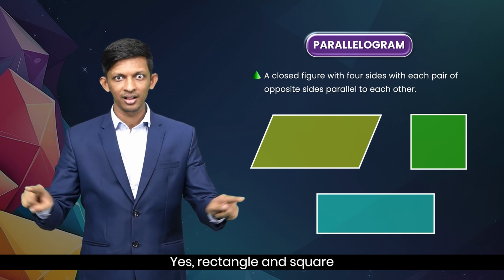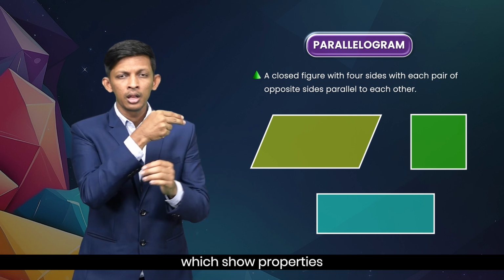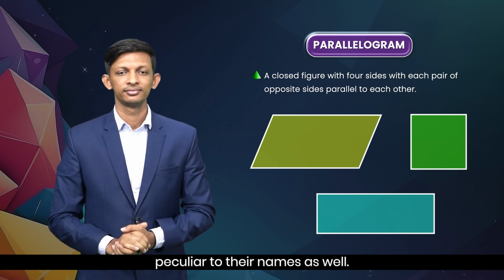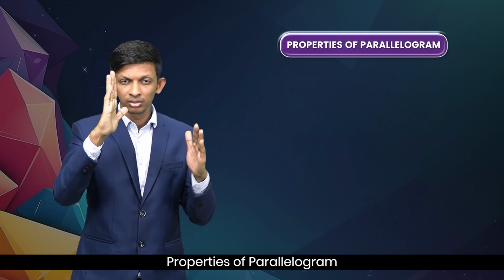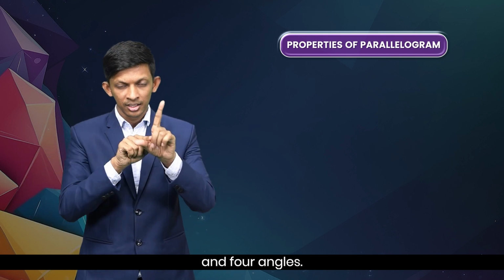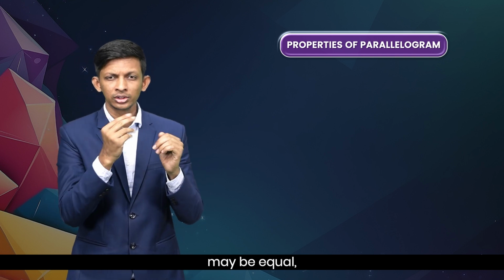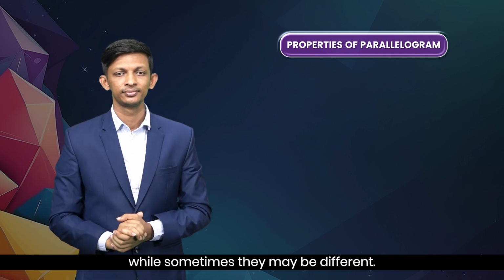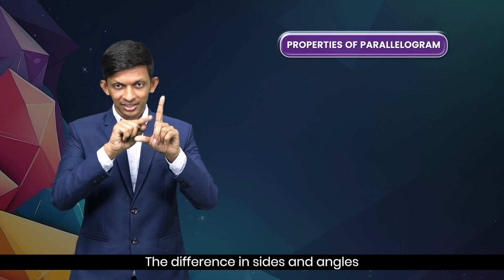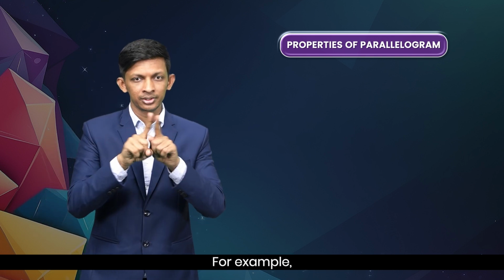Yes, a rectangle and square are also types of parallelograms, which show properties peculiar to their names as well. Properties of a parallelogram. A parallelogram has four sides and four angles. Sometimes the sides and angles may be equal while sometimes they may be different. The difference in sides and angles gives the final shape a different name, for example, square, rectangle, rhombus, etc.